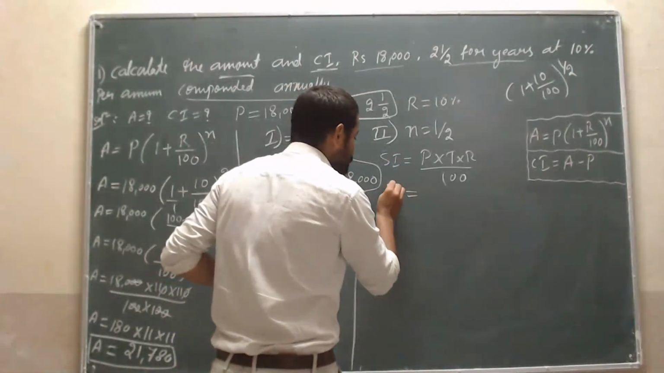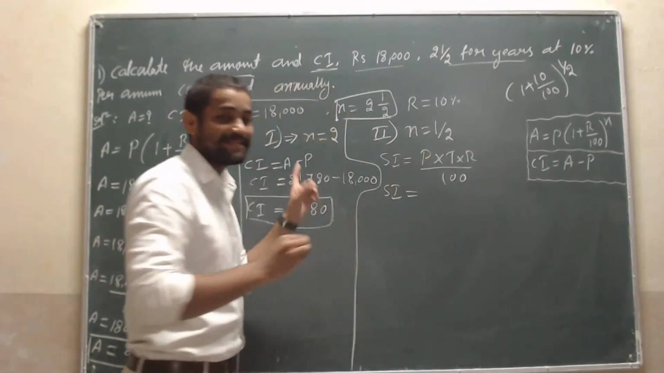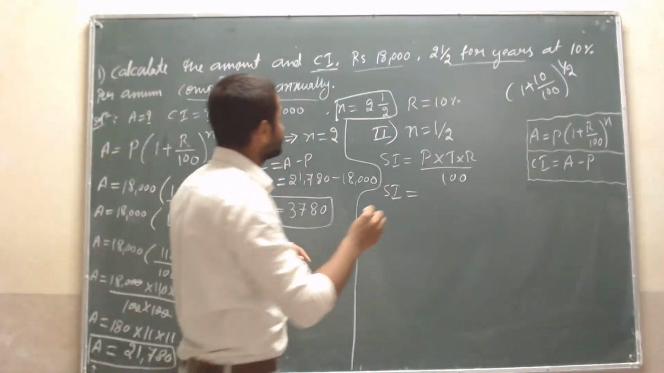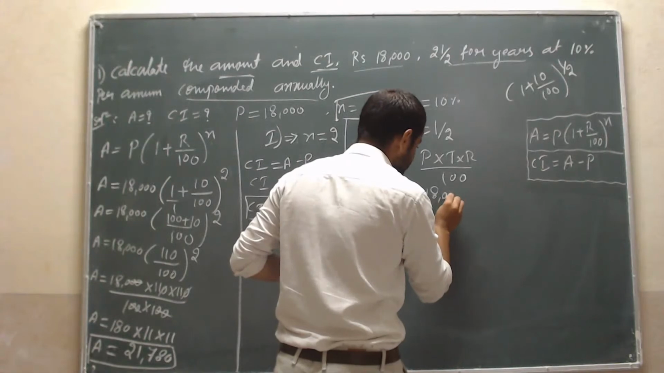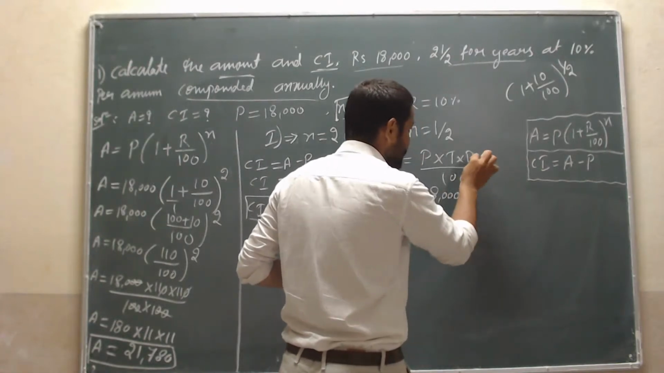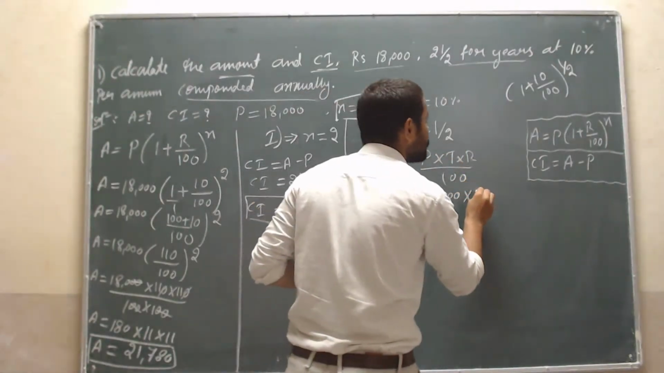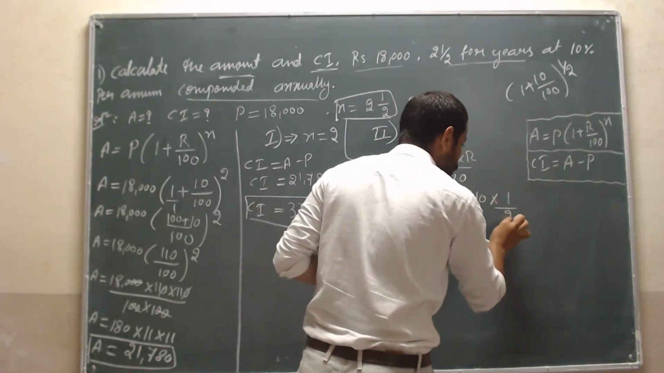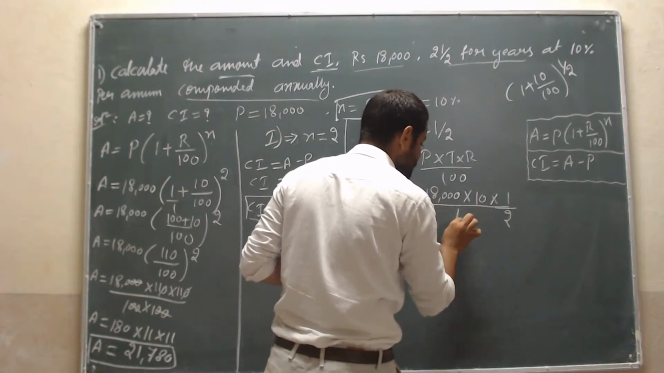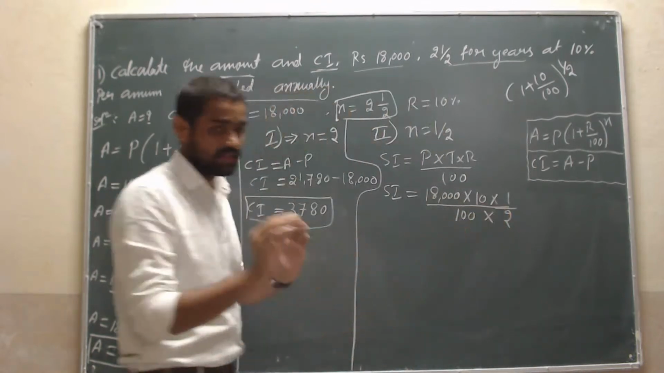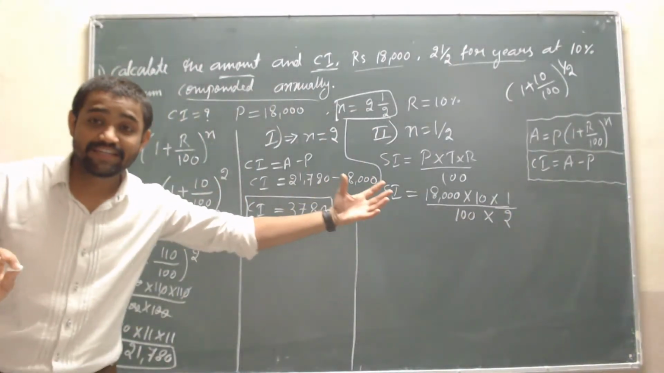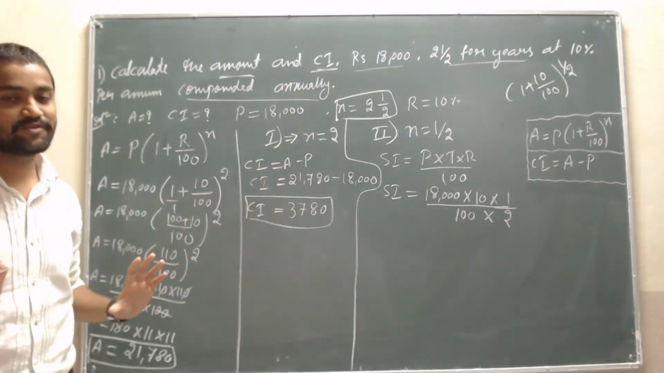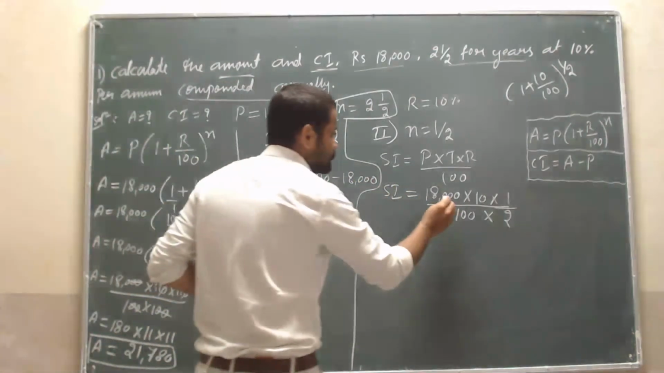So substitute the values. SI is equal to P, which is 18,000, into the rate of interest, 10%, into the time, 1 by 2, over 100. Are you getting my point? I have just substituted these values. So what will we get?